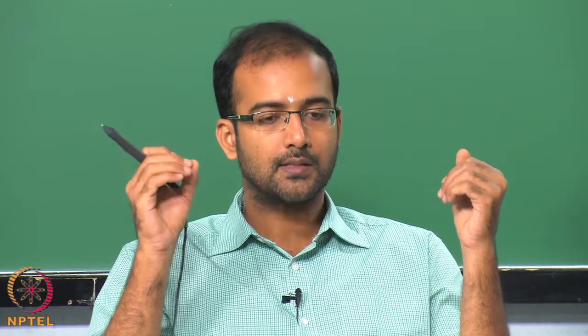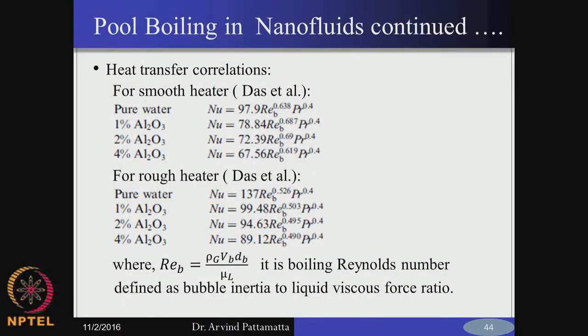So, these are some simple correlations which are functions of Reynolds number. Here Reynolds number you have to be careful, it is not the flow Reynolds number, it is based on the velocity of the nucleating bubbles and the bubble diameter. Okay. So, these bubbles which are just rising from the surface of the heater all the way to the top, they have a certain bubble velocity and bubble diameter, some average values which you can put in, and using that you can predict the Nusselt numbers.